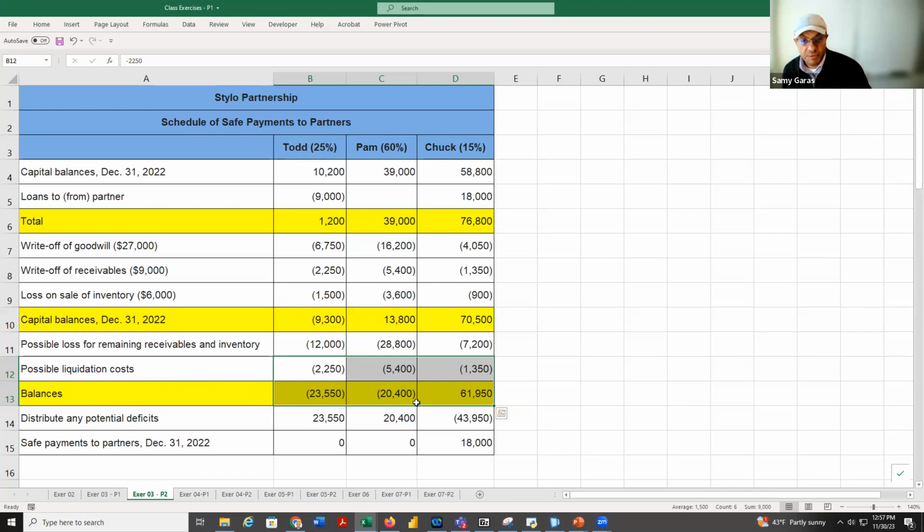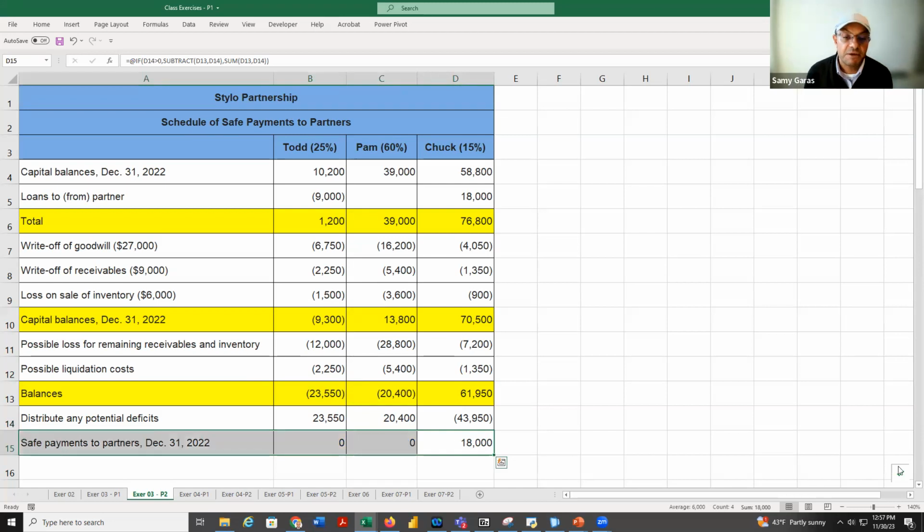And the same thing for Pam, but Chuck still has a positive balance. So out of Chuck's positive balance, we will cover the deficit of Todd and Pam. And the remaining amount, the 18,000, we call it safe payment. What does it mean? After we absorb all the losses, pay all the liabilities, and cover all the deficit of the partners, the remaining balance we call safe payment to the partner.